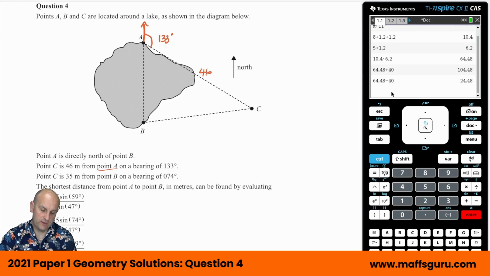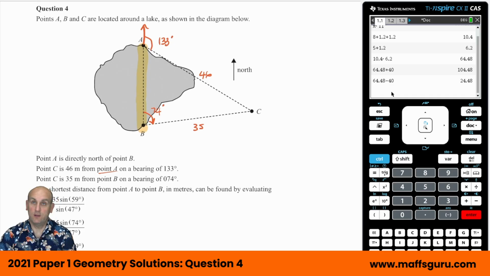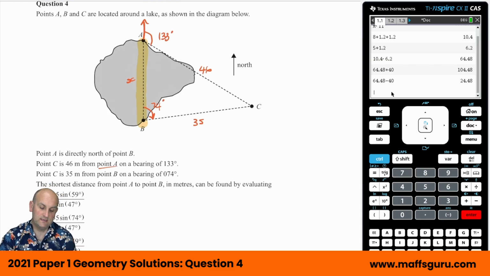Point C is 35 meters from B on a bearing of 74 degrees. So that there is 74 degrees. The shortest distance from point A to point B in meters can be found by evaluating. Ooh, long word. So this is a sine rule question because that's what we want, x. Now what do we know then? Well, using the sine rule, we have the side we want, and do we know its opposite angle there? We don't, but can we find it?